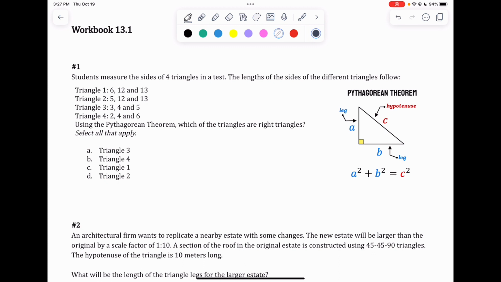So if we look at all of these triangles listed here, all of the longest sides have to go in for C. And then the shorter sides would go in for A and B, and that order doesn't matter. So I'm going to start with triangle 1. We'll start with A squared plus B squared equals C squared. The hypotenuse of triangle 1 was 13, so we'll put that in for C. And then the legs were 6 and 12, so those will go in for A and B. And like I said, that order doesn't really matter.